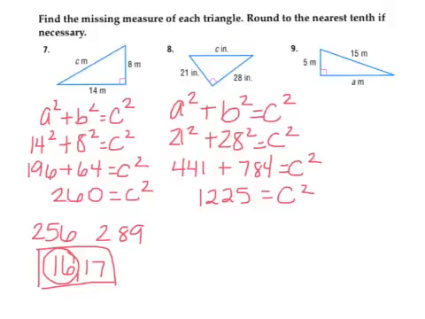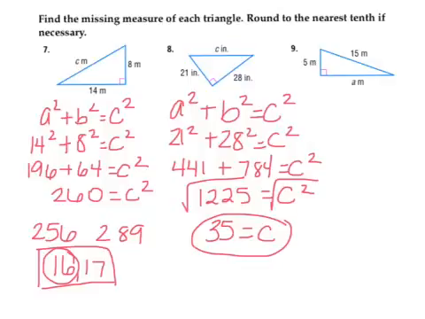And now remember, we want to undo that square, so we want to take the square root of each of these. Well, the square root of 1225 is 35. So 35 equals c. This one was a perfect square. We don't have to do anything else with that one.